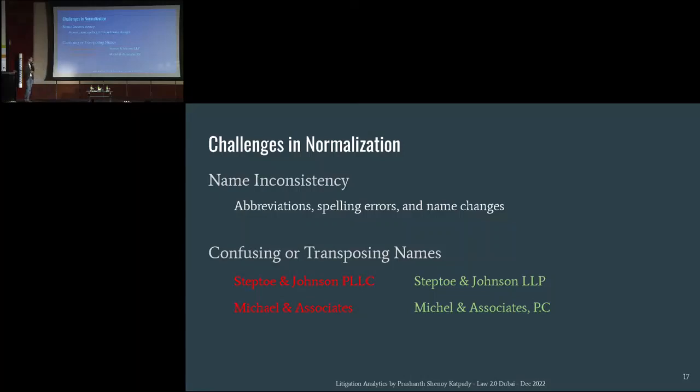Confusing and transposing names. Now, if you see this here, Steptoe and Johnson Professional Liability, Limited Liability Corporation versus Steptoe and Johnson Limited Liability Partnership. These are two different entities. So if we try to use some algorithms to catch misspellings, this can be accounted for as the same entity, but then we have to distinguish them as they are two separate entities. Michael and Associates, Michelle and Associates. Two separate entities, just one letter difference.